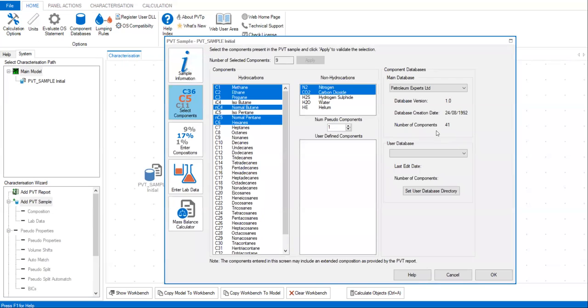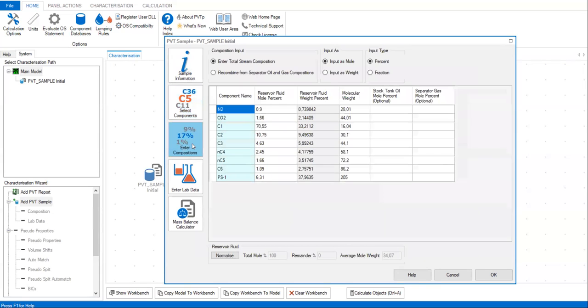And then the select components, as usual, I include C1, C2, C3, but I only use the normal butane and normal pentane. For the next component, I use hexane. We use hexane here as our fluid. And then the non-hydrocarbon, nitrogen and carbon dioxide. Okay. And then pseudo component 1. So the total selected components is 9.